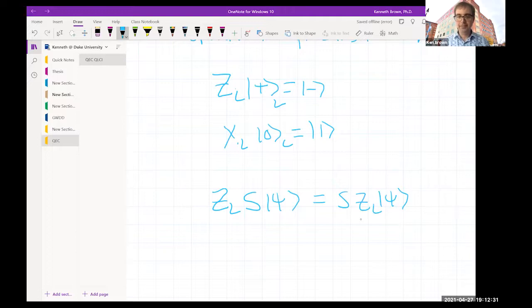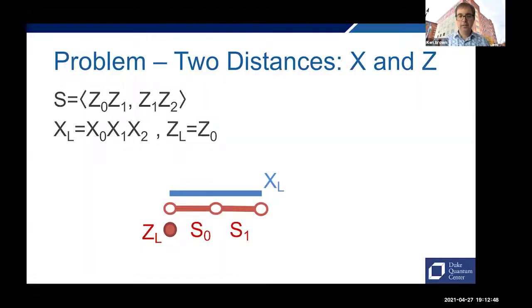All right. Okay, so where are we? We have a classical code written in a quantum way, right? We don't have a quantum code yet. So we'd like to get a quantum code.